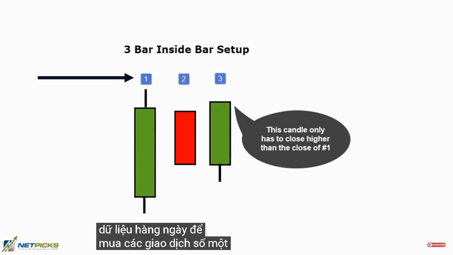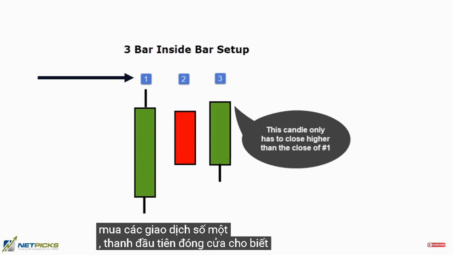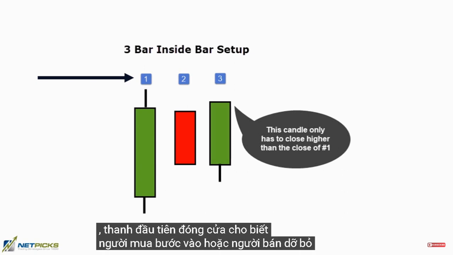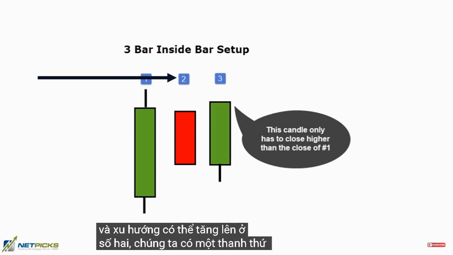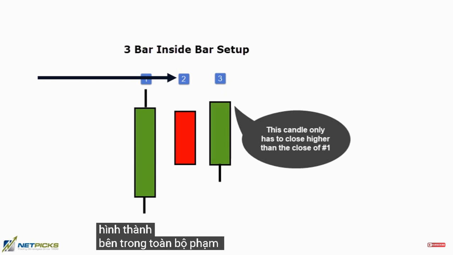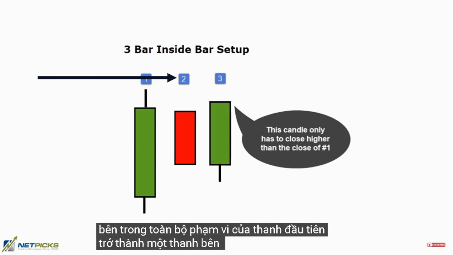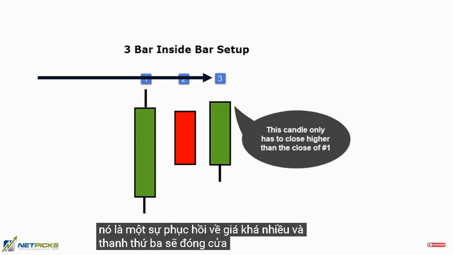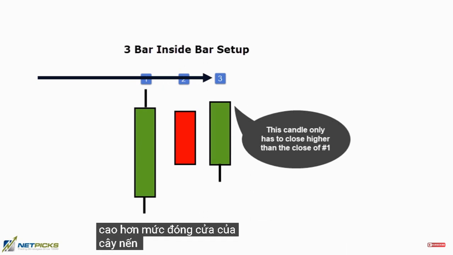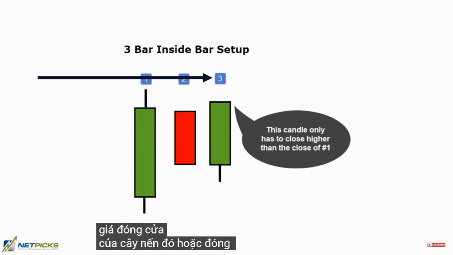Now, buy trades. Number 1, the first bar closes up, indicating buyers stepping in or sellers unloading positions, and a possible trend upwards. Number 2, a second bar forms inside the entire range of the first bar, becoming an inside bar. It's pretty much a pullback in price. And the third bar closes higher than the close of the first candle, which completes the pattern. It's also the entry price, which is the closing price of that candle or close to it.